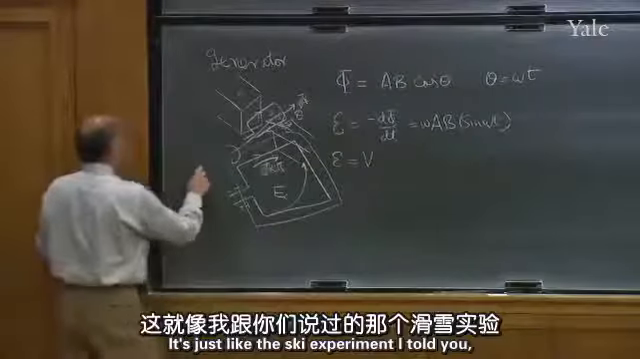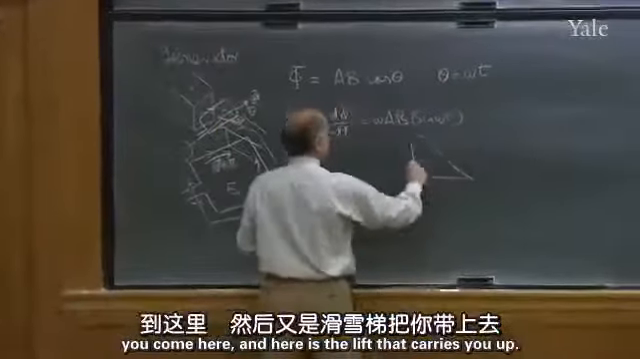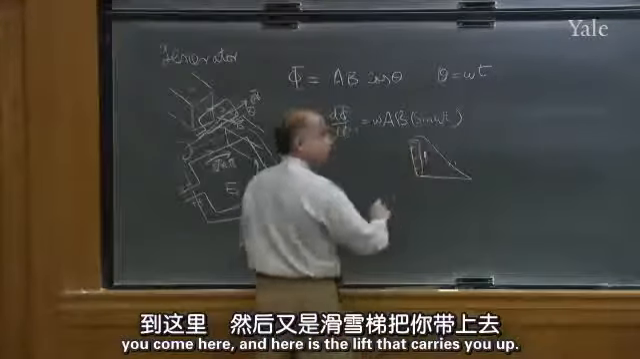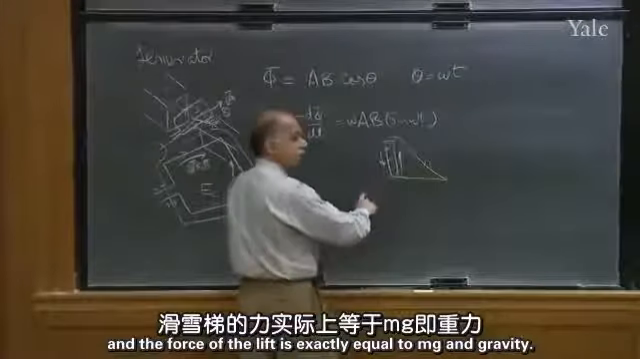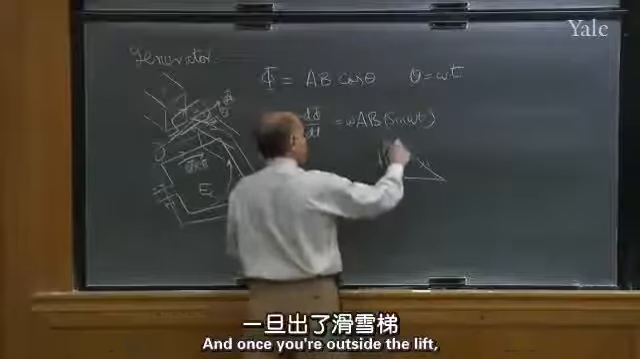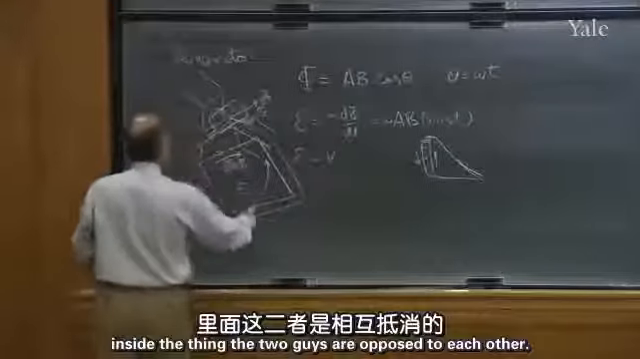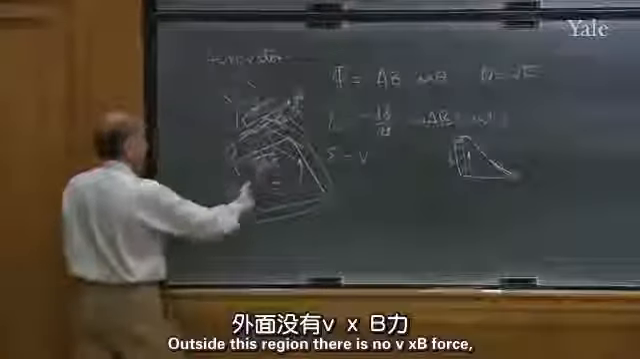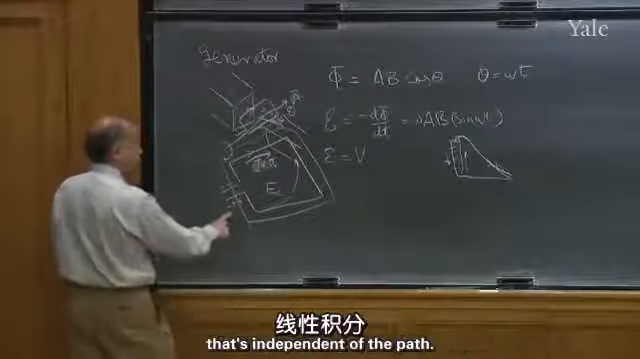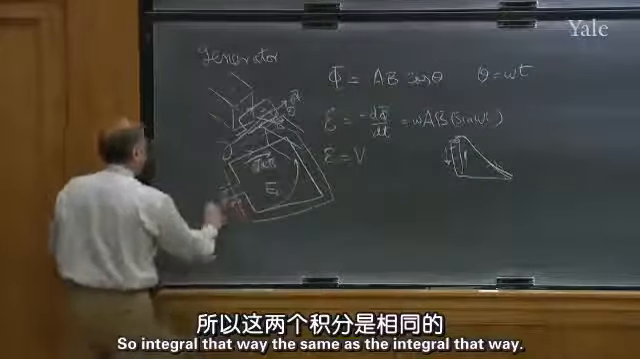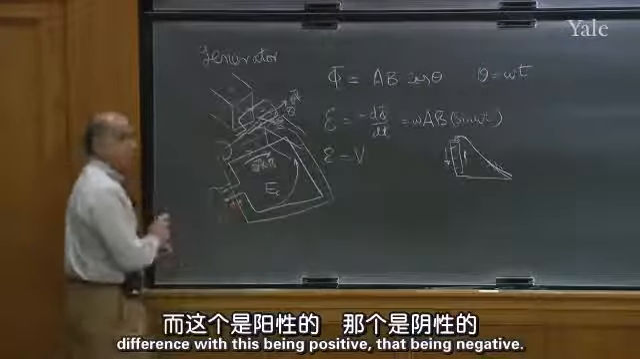It's just like the ski experiment I told you, where you have a ski lift, you come down the ski lift, you come here, and here's the lift that carries you up. But during the time gravity is acting down, and the force of the lift is exactly equal to mg in gravity. And once you're outside that lift, it's gravity that brings you down back here. Similarly, inside the thing, the two guys are opposed to each other. Outside this region, there is no V cross B force. But the electrostatic force has a line integral that's independent of the path. So integral that way, the same as the integral that way. So if you put a circuit here, it'll produce a voltage difference, with this being positive, that being negative.